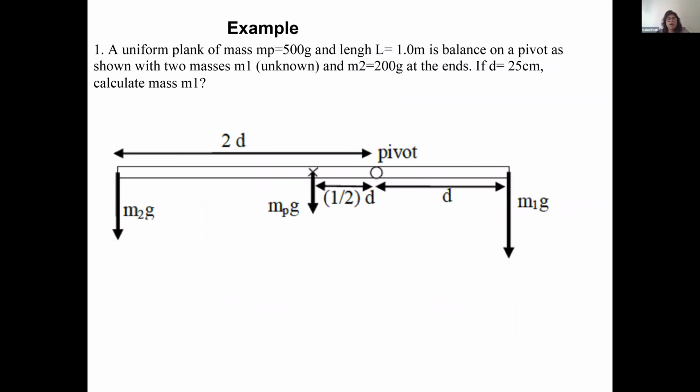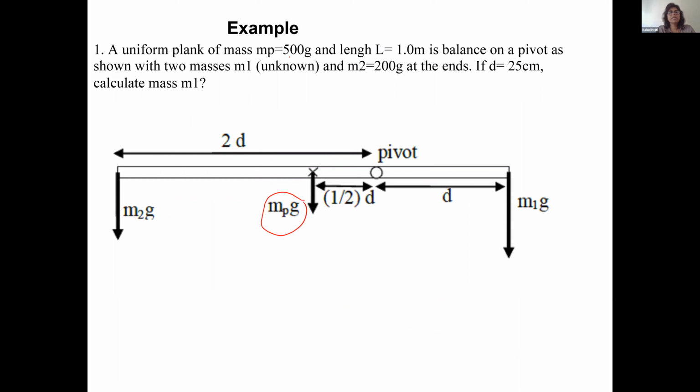Okay. I have another example here. You're going to do exactly the same kind of problem in your class, but I'm going to start it. You guys can discuss it in your recitation. So I have a uniform beam of mass mg, that is this one.